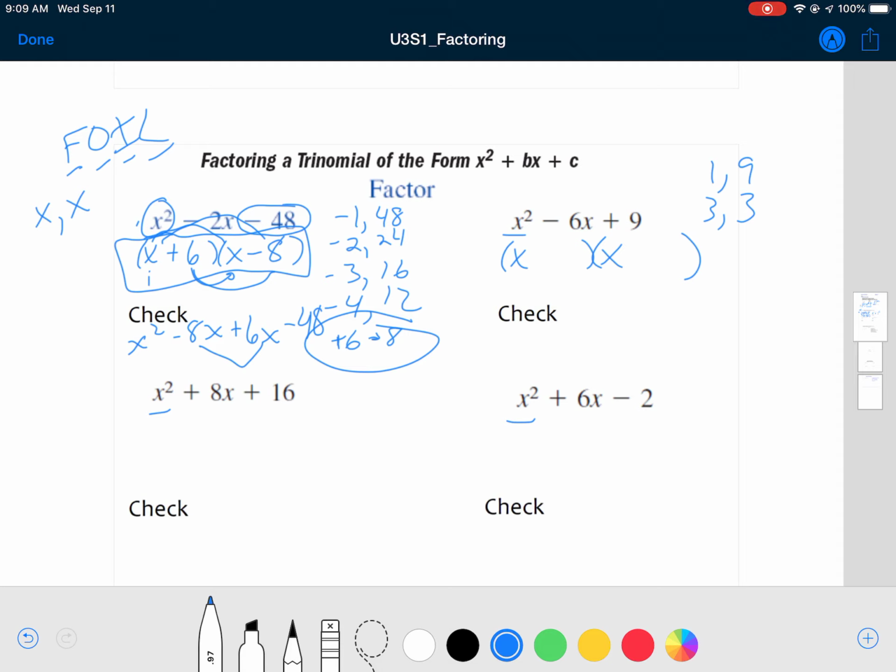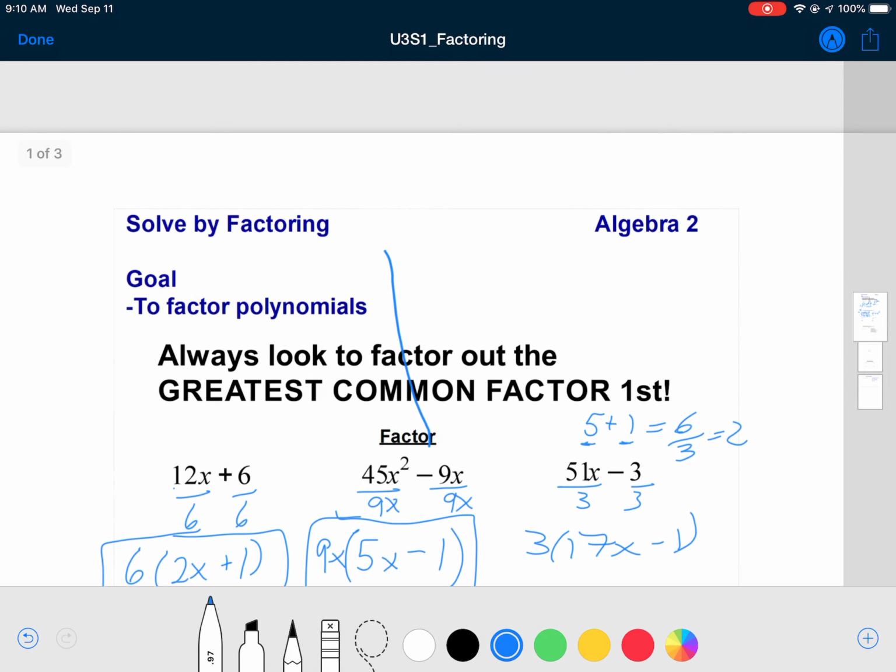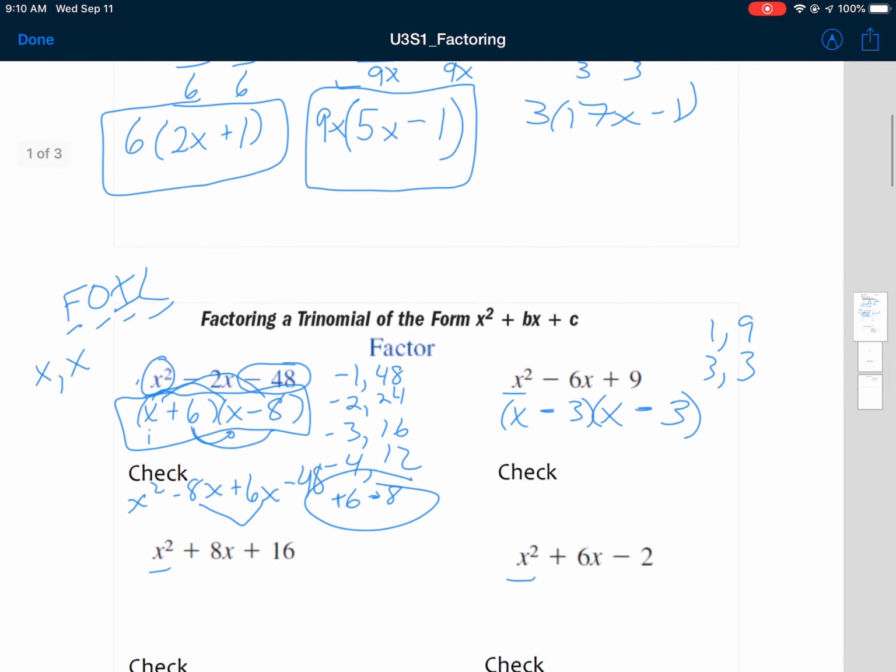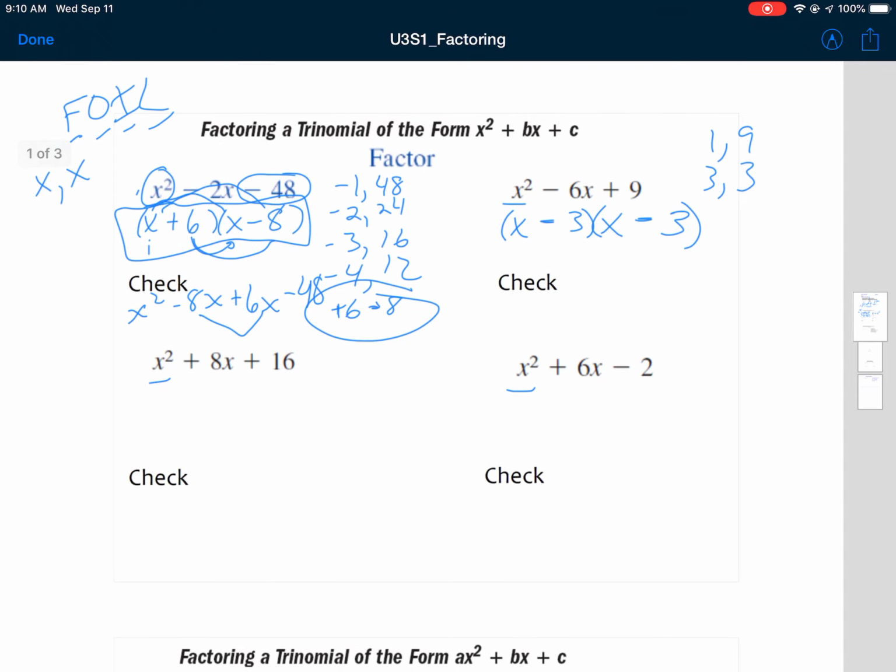Okay, again, x and x, factors of 9, 1 and 9, 3 and 3. Which one of these adds up to be 6? 3 and 3, and I'll go negative 3, negative 3. What I can do is write this as just x minus 3 to the second power, because it's the same thing twice, but I'll just check: x times x, x squared, minus 3x, minus 3x, plus 9. Those two would give me a minus 6x, so there's the correct factoring.